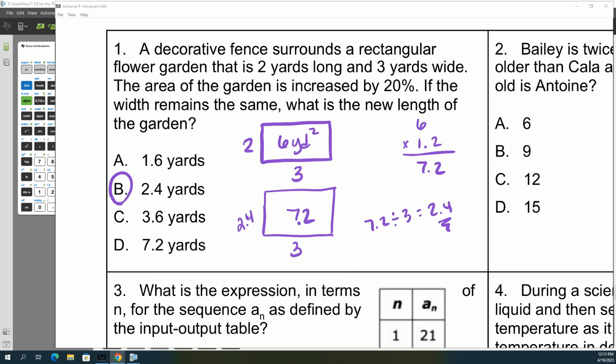Now, if you mess up like I did and leave 2 the same and then change the 3, it would have been 3.6, but don't do it. That was wrong. I didn't read very closely.